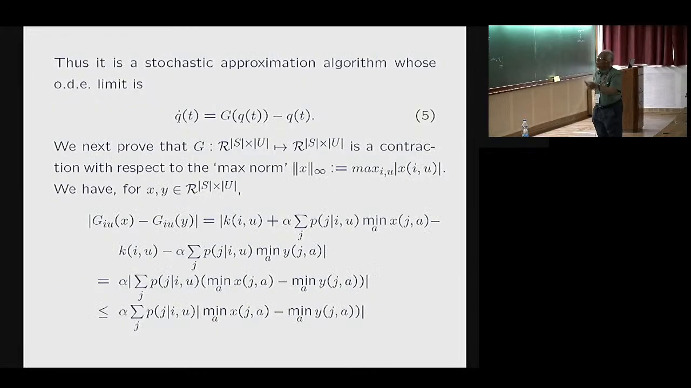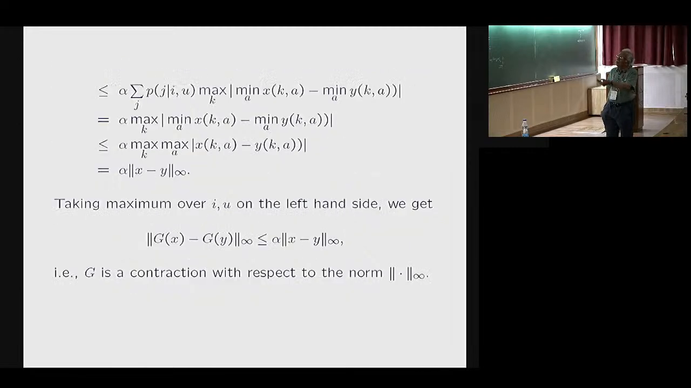Okay, so the ODE is Q dot equals G(Q_t) minus Q_t if you take the ODE approach, and this is a fixed point. This is a contraction. You can check it the same way we checked it for the evaluation. Just a standard argument: the K cancels, pull the min outside as a max, and pull the alpha out. It's a routine calculation.